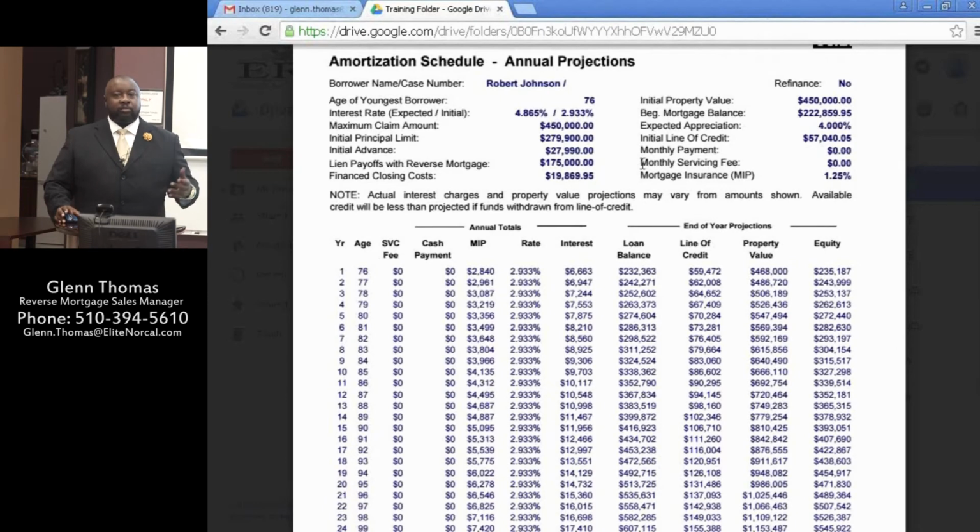So that's why I'm saying it's a good financial planning tool, and you just need to know these different options to work with your clients.